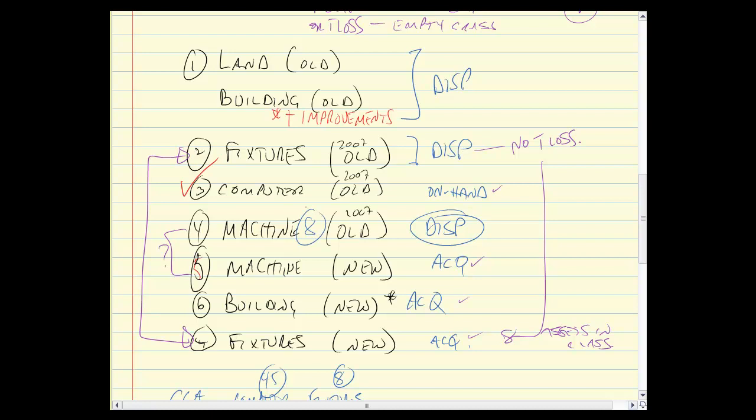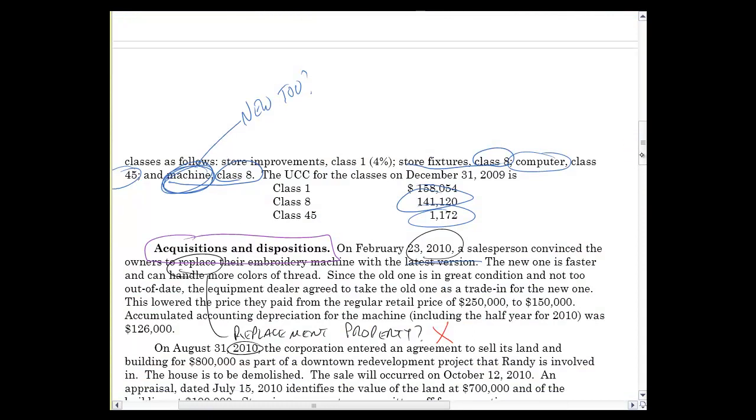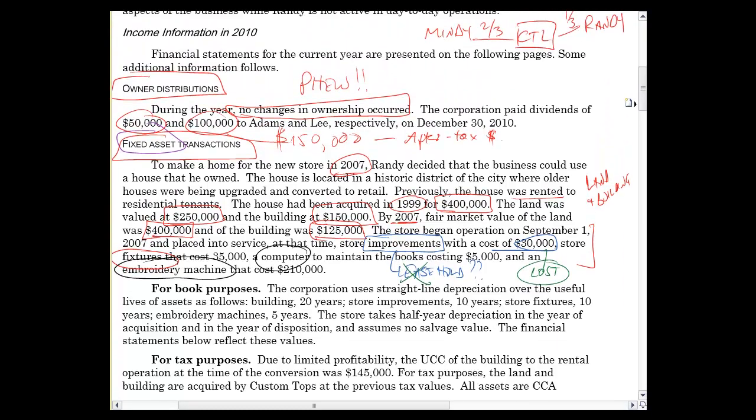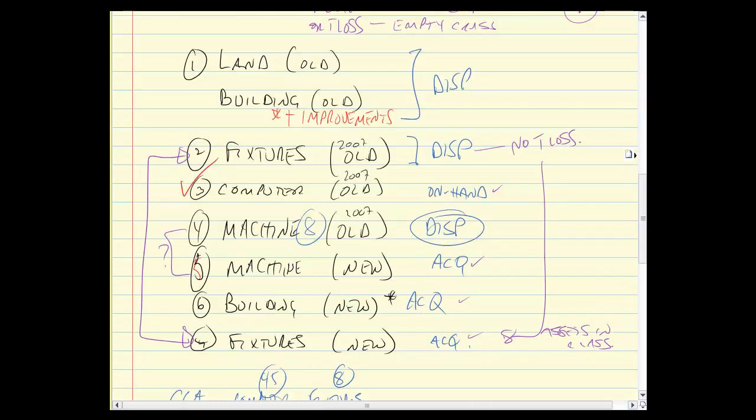So we need to find the lower of cost and proceeds on this thing. So we go back to the question and we see what we can find. The embroidery machine's cost was $210. So keep that in your head, $210, or write it down somewhere. $210 is the cost. What are the proceeds?